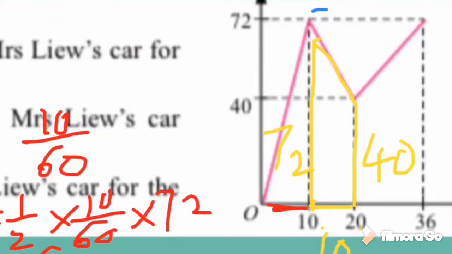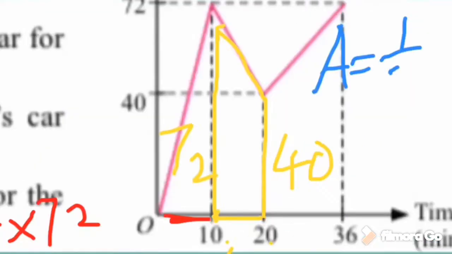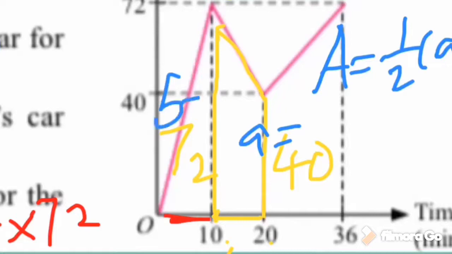Who still can remember? Area for trapezium equals 1 over 2 times (A plus B) times H. What is A? A is the shorter one. This is the A, A is 40. This is the B, the longer one. And this is the height. Okay, remember your height you have to divide by 60.